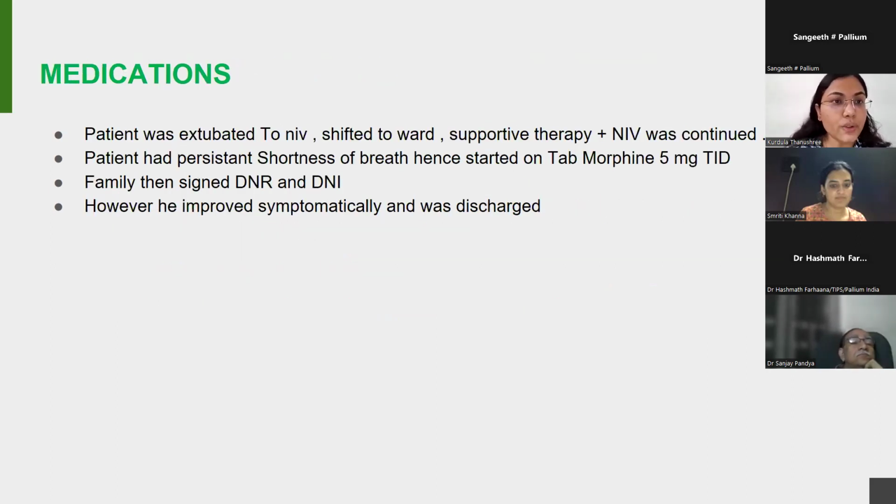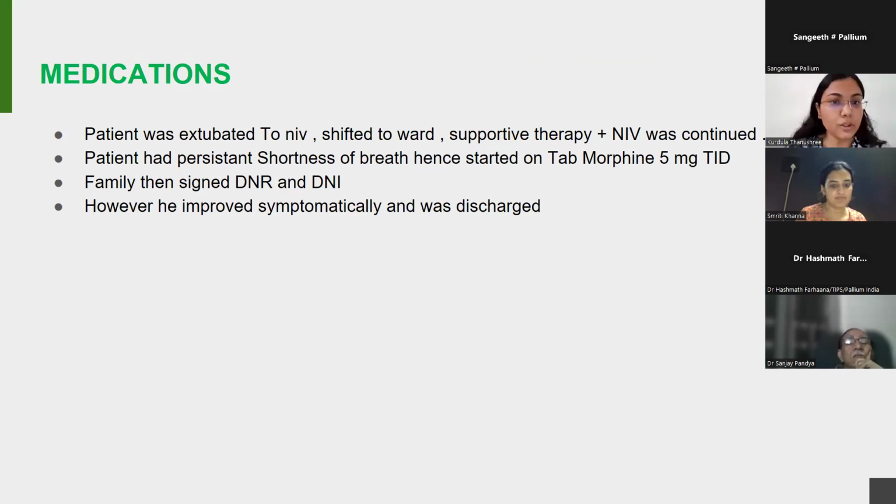Now, coming to the course of management in the hospital, this patient was extubated to NIV, shifted to the wards with supportive therapy, and NIV was continued. But during the course of stay in the hospital, the patient had repeated ICU admissions. During the repeated ICU admissions, the patient was intubated thrice. So finally, the patient's family decided to go for DNR and DNI, that is, do not resuscitate and do not intubate. With this condition, the patient was finally continued on NIV support.